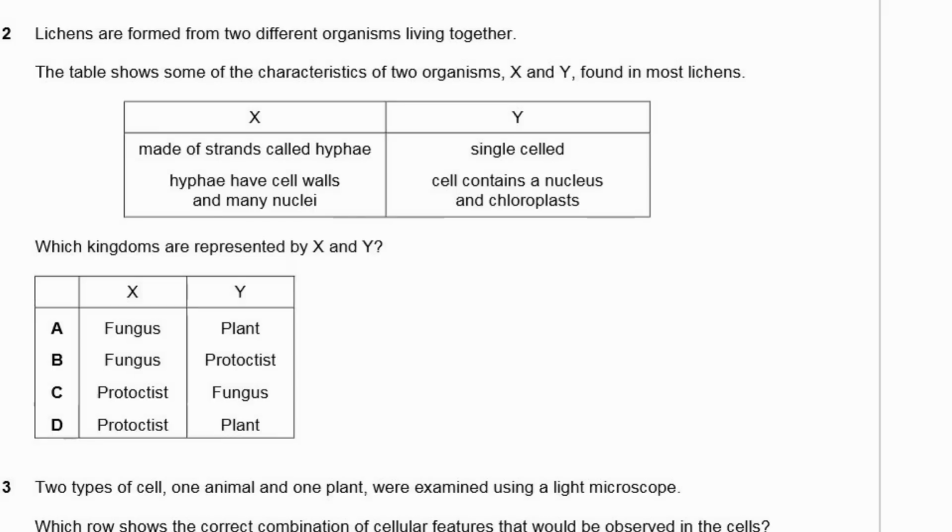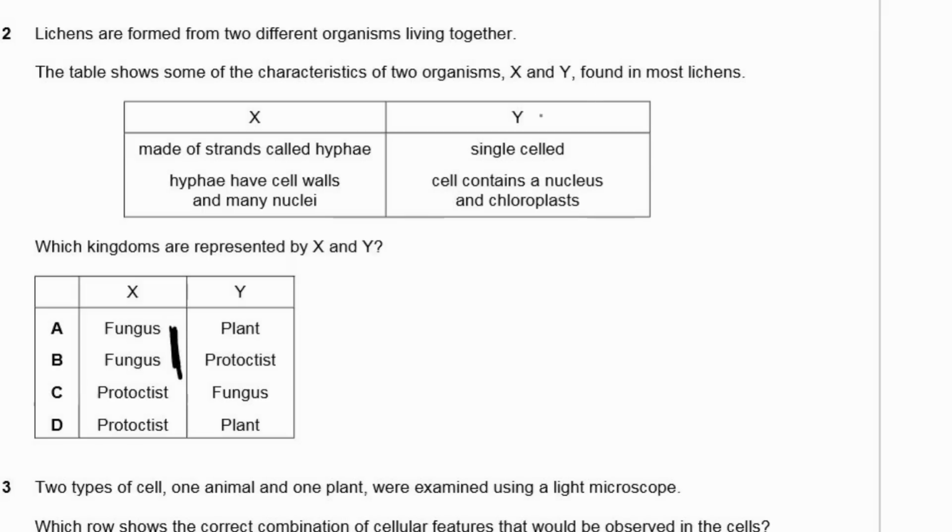Question 2. Lichens are formed from two different organisms living together. The table shows some of the characteristics of two organisms X and Y found in most lichens. So X, made of strands called hyphae, and hyphae have cell walls and many nuclei. So which kingdoms are represented by X and Y? X, is that a fungus or a protoctist? Well, hyphae, cell walls of many nuclei, those are fungi.